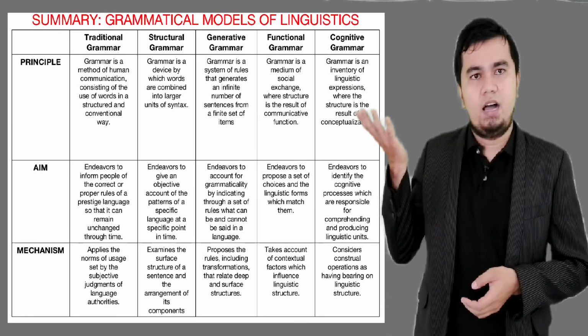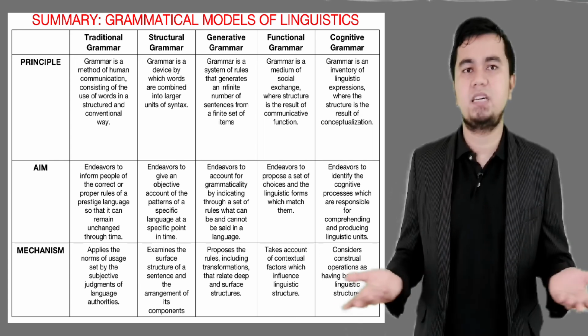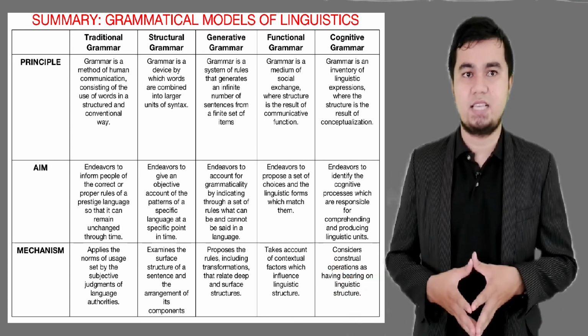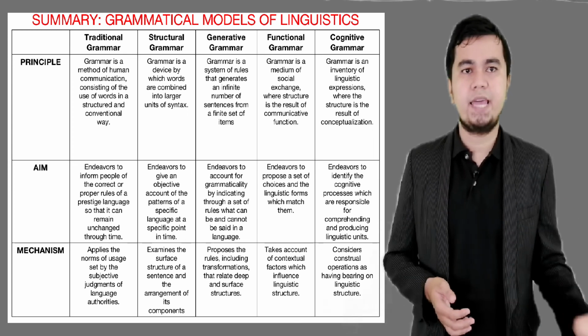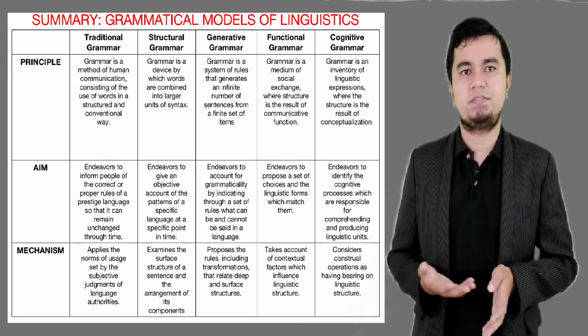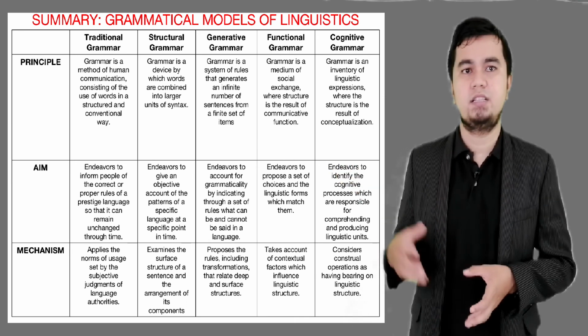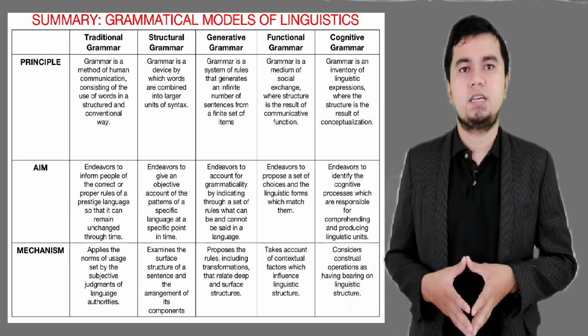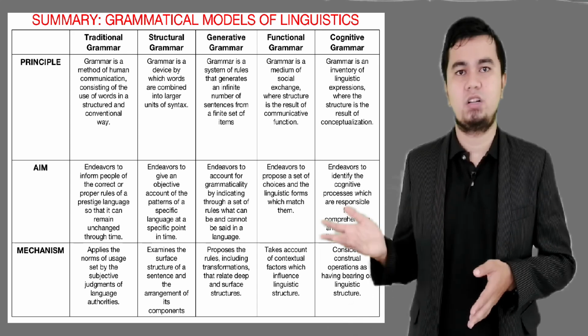So to summarize, we have here a table showing us the different grammatical models of linguistics from its principle, aim, and mechanism, of the 5 major grammars, which are the traditional, structural, generative, functional, and cognitive grammar.